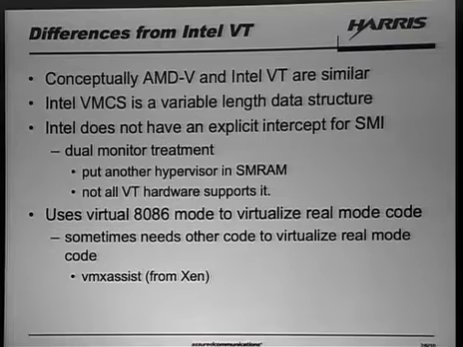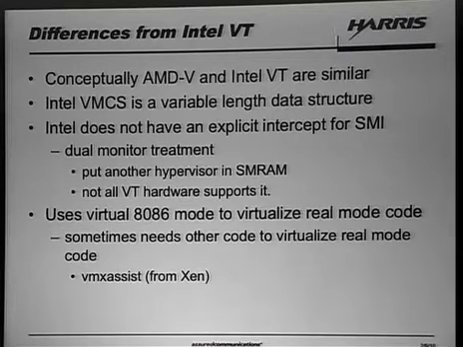So I quickly looked at Intel's VT to figure out how they were doing this as well. The technologies are conceptually very similar. Important things that are sort of different are the VMCS, the virtual machine control structure that Intel has. It's a variable length data structure, and not all features seem to be supported across everything that supports VT. Again, the other thing I couldn't find was an explicit intercept for system management interrupts defined in the data structure. I need to look again just to make sure that's correct.